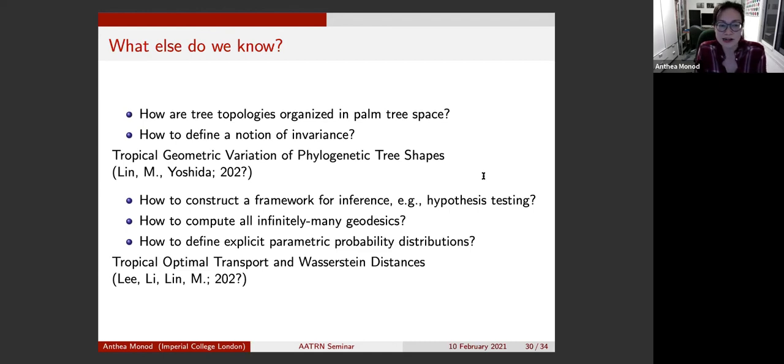So the question here is: how are tree topologies organized in our setting, tropical tree space? That was a question that we answered in a recent paper, which is now a preprint on the arXiv.